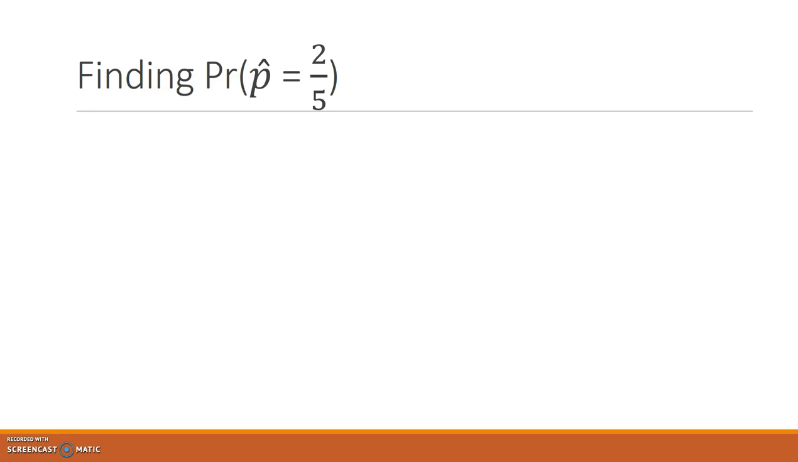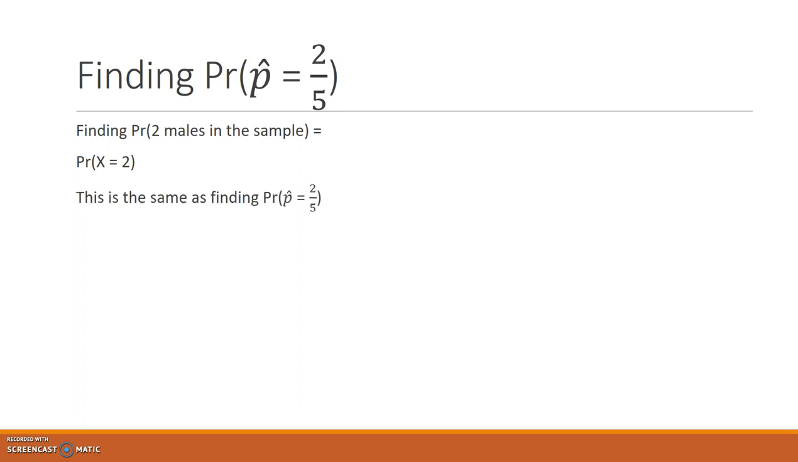So finding the probability that p hat is equal to 2/5 is going to look like this. Finding the probability of 2 males in my sample equals the probability that x is equal to 2. And this is the same as finding the probability that p hat is equal to 2 out of 5. Now, the probability of p hat equaling 2 out of 5 is equal to 13 males, how many combinations of 2 males can I select, times 12 females, how many combinations of 3 can I select? The whole thing divided by 25 students, how many combinations of 5 students can I select?